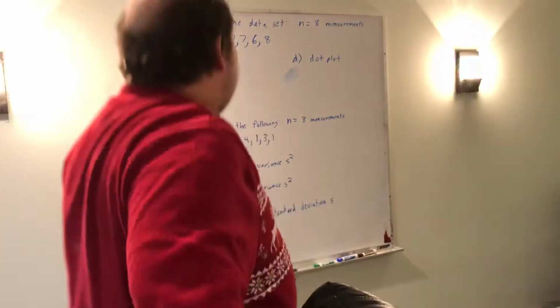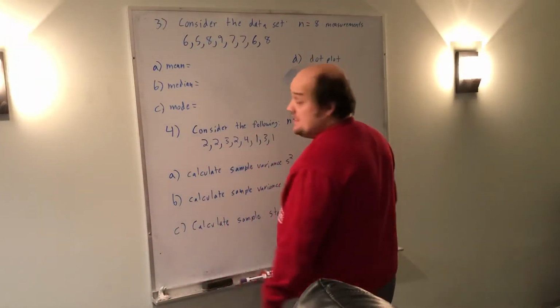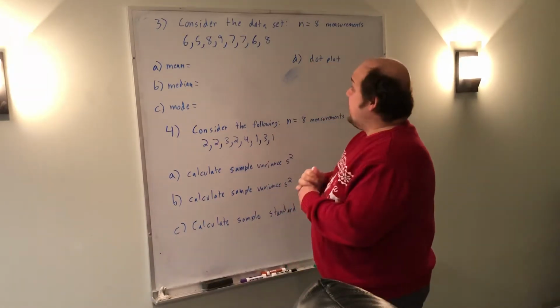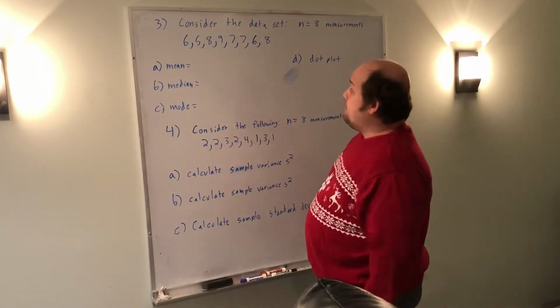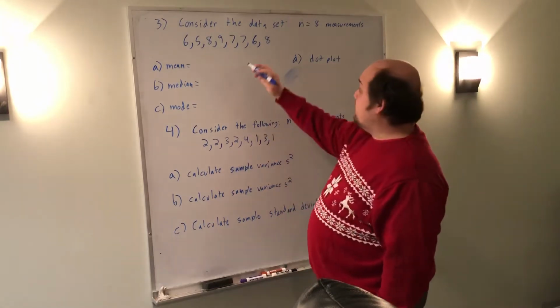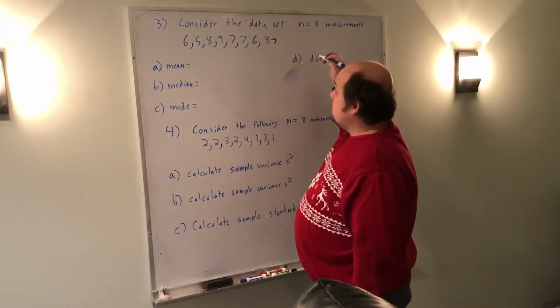Question 3 gives me a data set. Again, your data set in the sample test might be slightly different than the one I have here, but my goal is to find the mean, median, mode, and then create a dot plot. So the first thing I'm going to do is reorder these, smallest to largest.